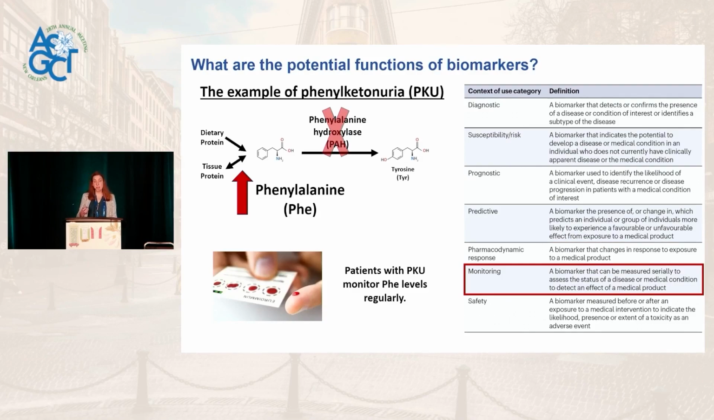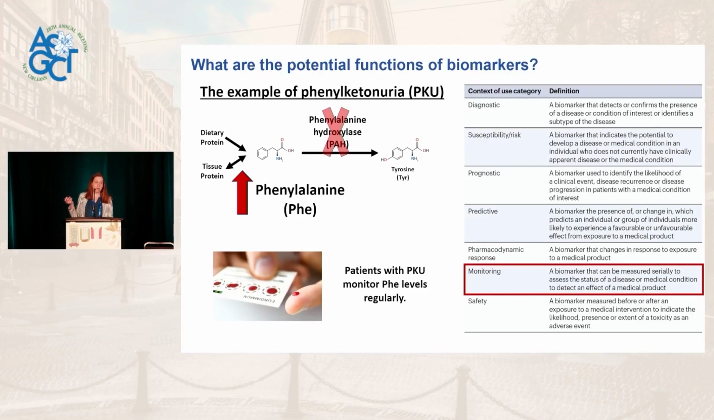And then finally, another thing that we use phenylalanine for in PKU is for monitoring. So a monitoring biomarker is one that can be measured over and over and over again to figure out the status of a disease or a medical condition or the effect of a medical product. And so our patients with PKU do finger stick or heel stick blood draws every couple of weeks to make sure that their Phe levels are staying in a normal range. So as you can see, phenylalanine plays a lot of different roles when you start thinking about biomarkers.